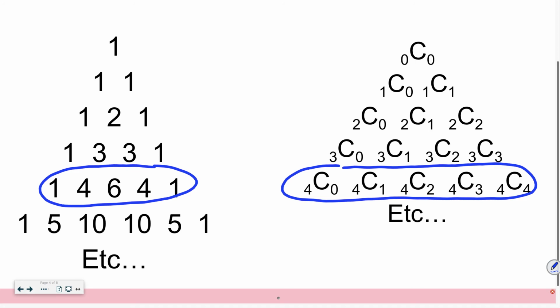Here we have combinations with 2. Here we have combinations with 3. Here we have combinations of 4. The next one we would have 5 combinations 0, 5 combinations 1, all the way through.